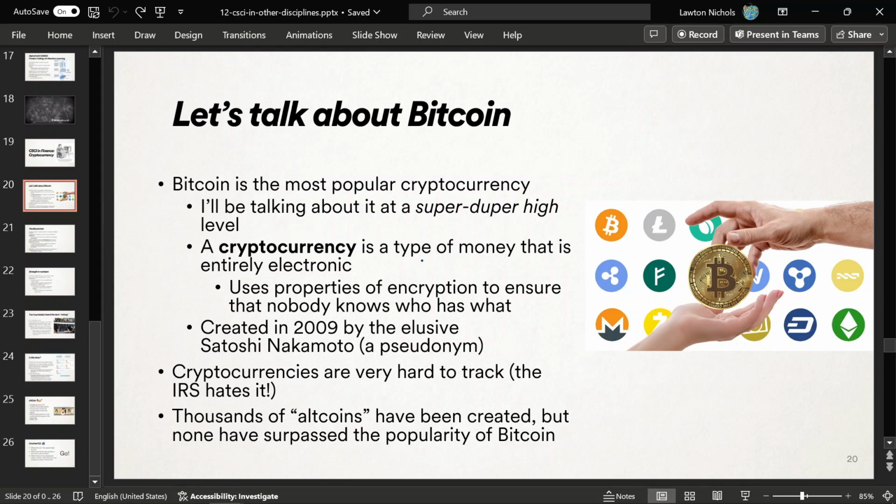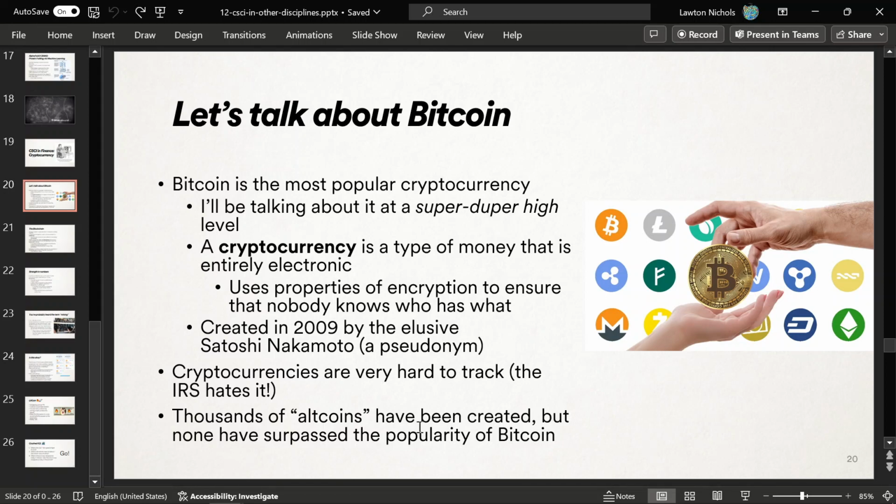A cryptocurrency is just a kind of money that does not exist in physical form. So it's completely electronic. You're sending just data to somebody, and that functions as money. So it uses encryption, the powers of encryption that we've been talking about, to make sure that nobody's stealing your money, first of all, and then also to make it so that nobody really knows which account is yours, which is kind of cool to think about too.